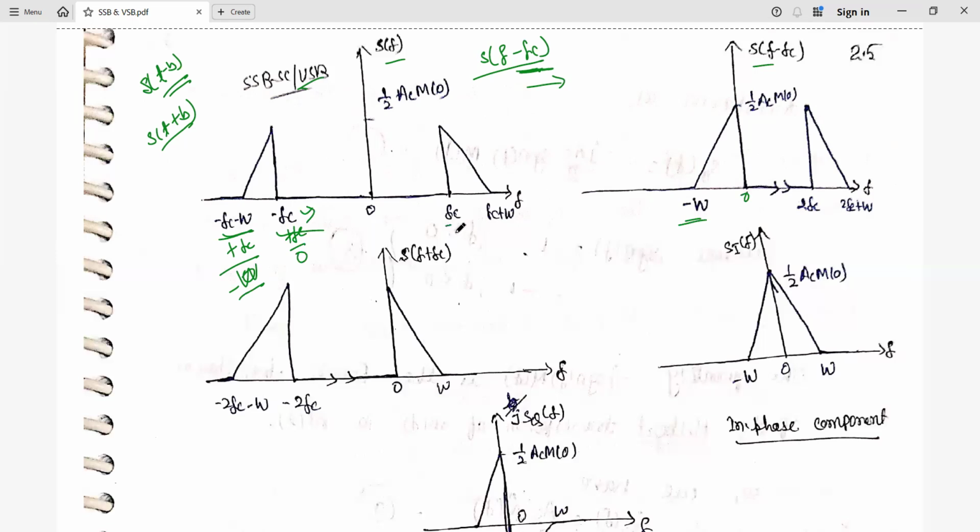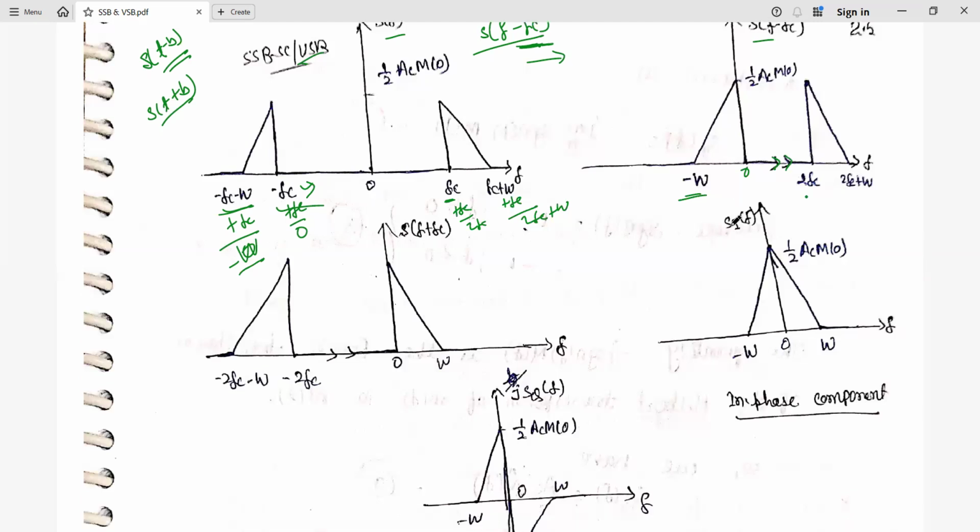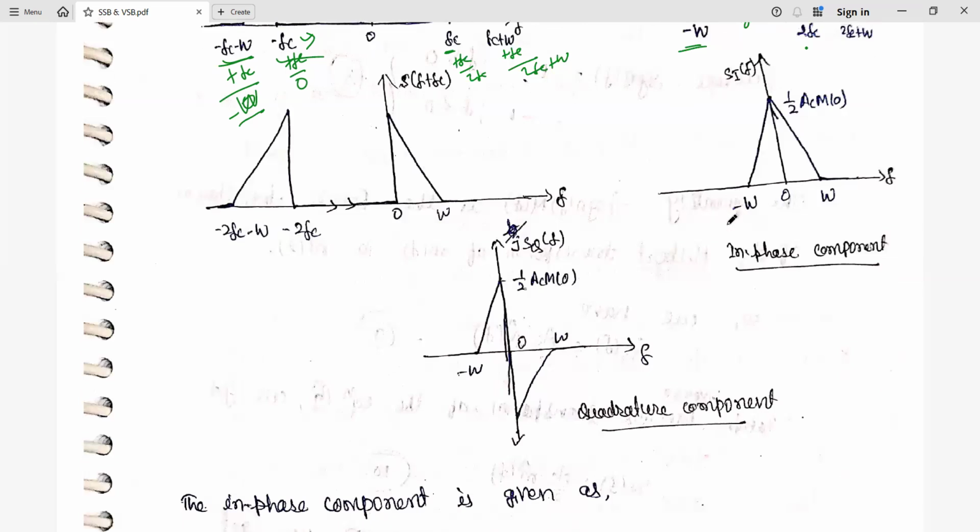And for this part, you are adding plus fc again, so it becomes 2fc, and this one is 2fc + W. That is how it is being shifted. It is continuous, but the space will be less, showing the folded one. In the case of S(f + fc), it shifts left, so we are doing minus fc here. So we have −2fc − W, −2fc for this part, and the right part is shifted to the left, giving the range between 0 and W.